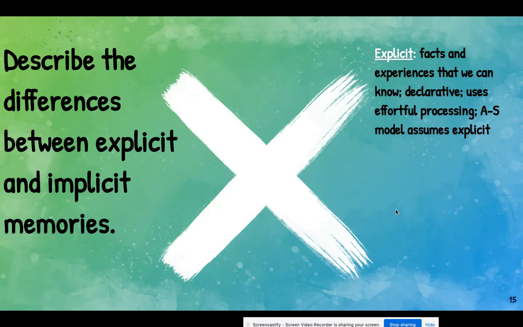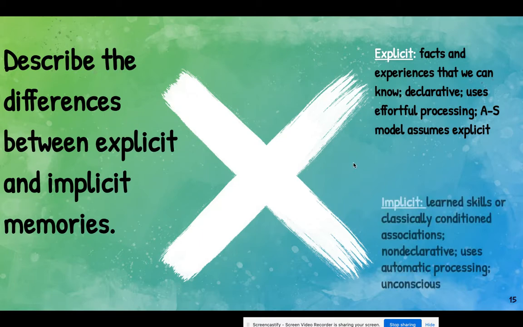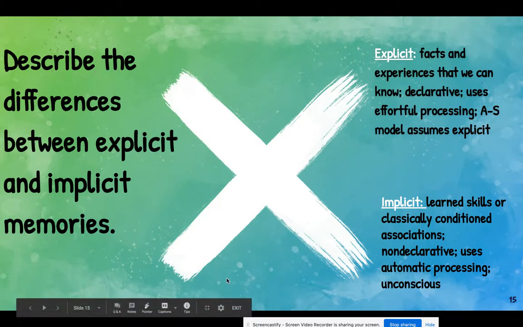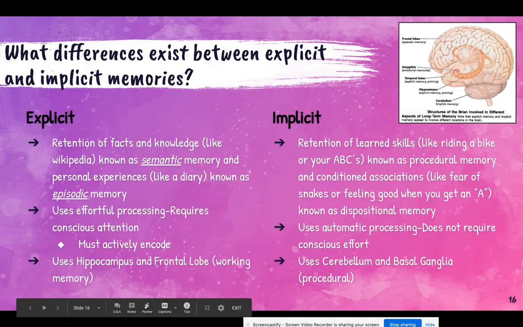And again, we're going to talk more about that, but the Atkinson-Shiffrin model is focused on explicit memories. However, it doesn't really account for implicit memories. Implicit memories are previously learned skills or anything that's been conditioned as an association. These are also known as non-declarative, and again, they use automatic processing, meaning that they happen unconsciously.